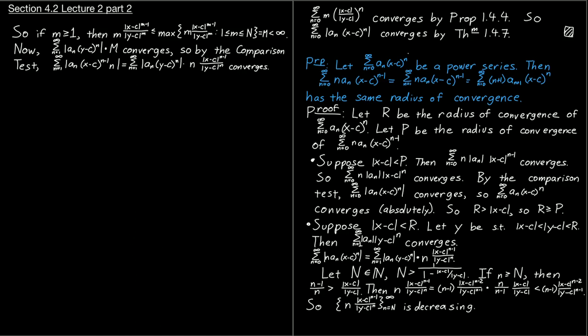So we've seen that our series converges absolutely whenever |x minus c| is less than r. So we have that p is greater than or equal to r. And that completes the proof.